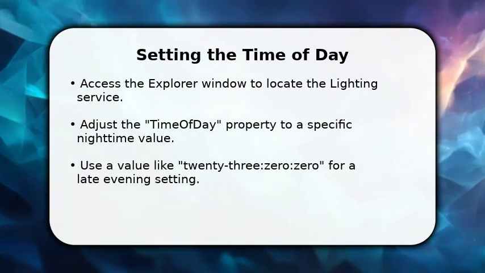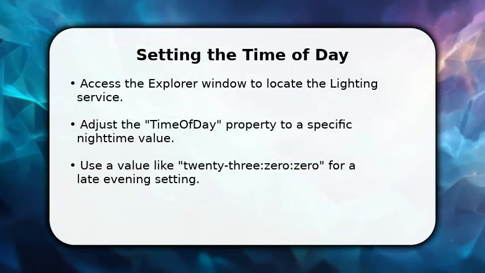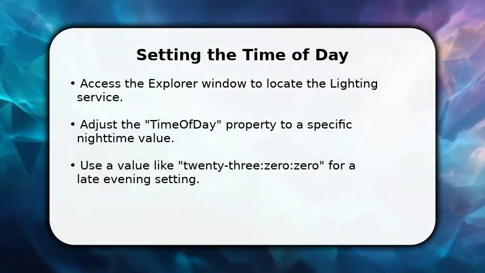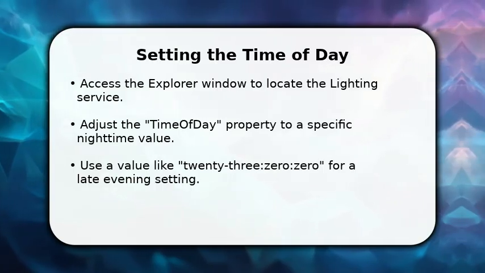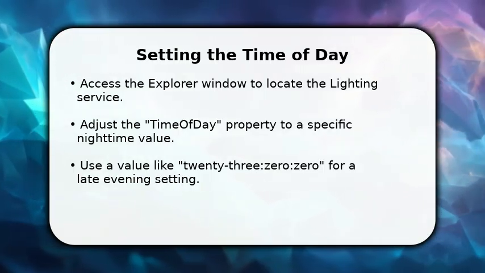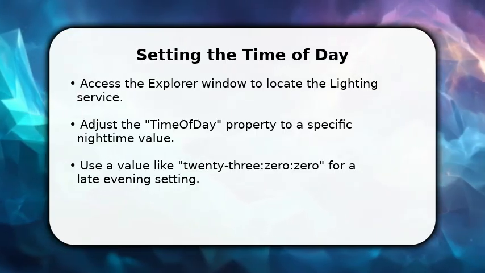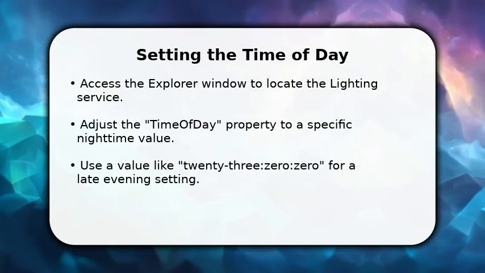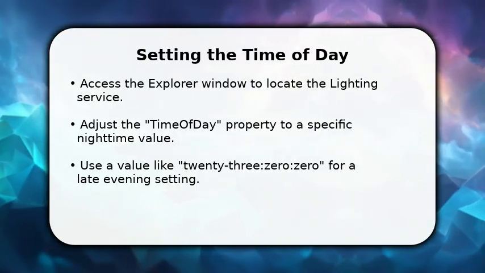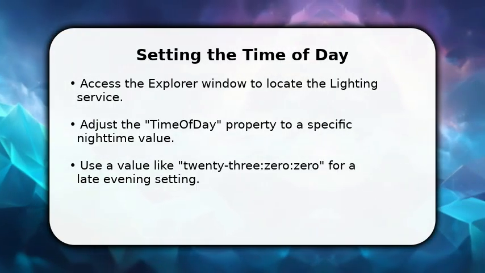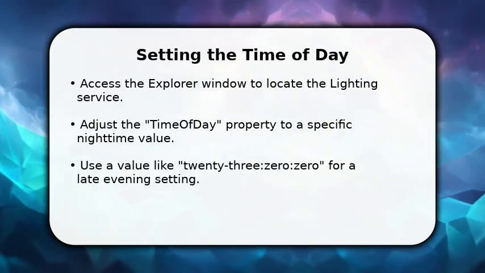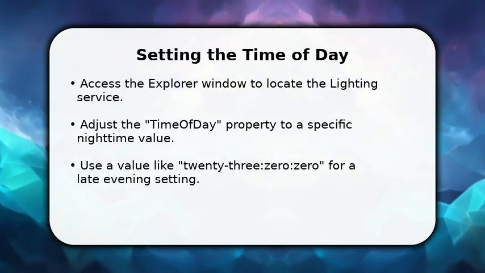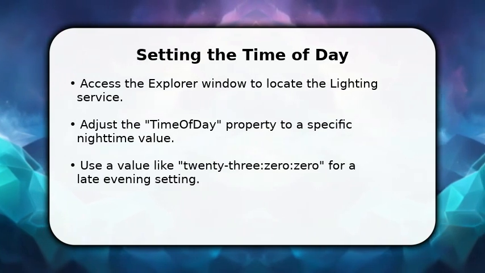In this video, I will explain how to make it nighttime in Roblox Studio. First, open your Roblox Studio project and navigate to the Explorer window. Locate the lighting service, which controls all environmental aspects of your game. You will then adjust the time of day property to a specific value, such as 23, 0, 0, to simulate a late evening or night setting. This initial step is crucial for establishing the basic dark atmosphere.